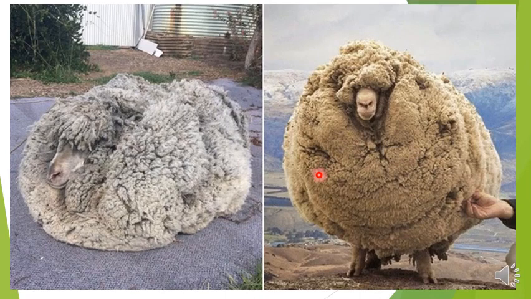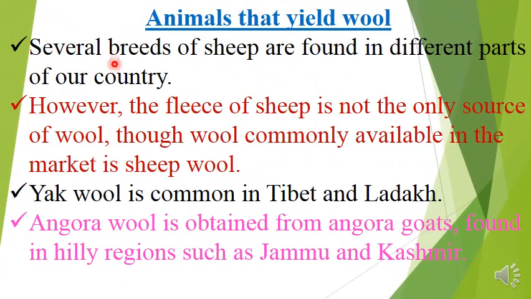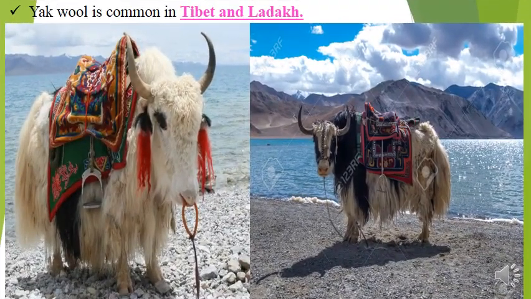There are some special breeds of sheep which are reared only because of their fleece. We get sheep wool. Yak wool is common in Tibet and Ladakh. In Ladakh and Tibet, we get wool from yaks. Angora wool is obtained from Angora goats found in hilly regions such as Jammu and Kashmir. Yak is a common wool bearing animal which is found in Tibet and Ladakh.